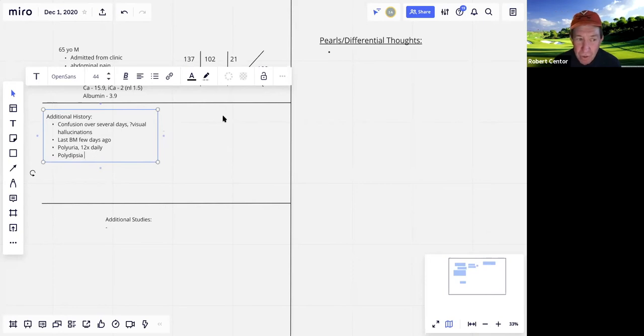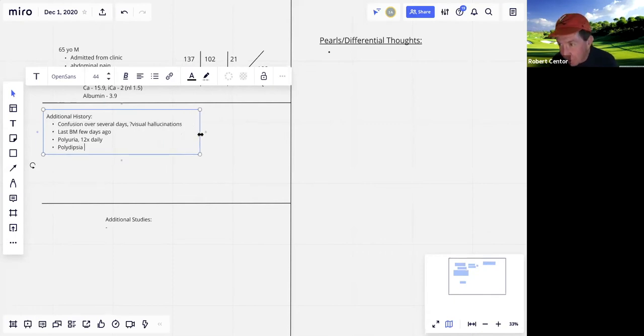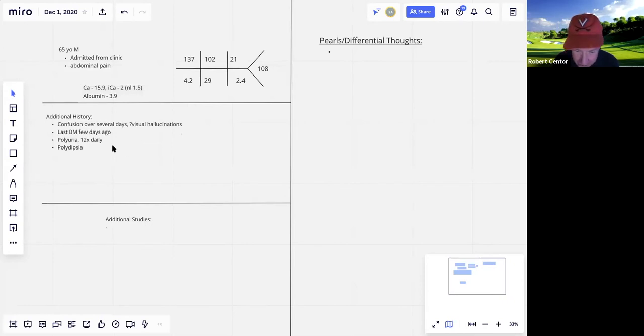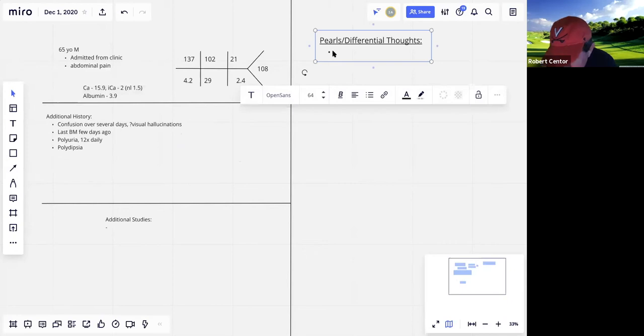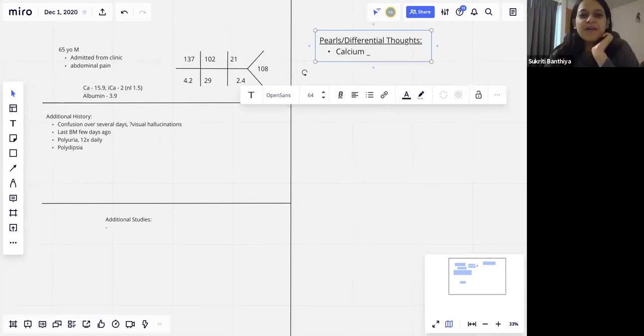So the question is why the polyuria? So the constipation is a direct effect of the calcium. The confusion, it has to do with the calcium. How does the calcium cause polyuria? Kushal knows the answer, but I'm not going to. But he's too smart. Do y'all have any idea? Okay, Kushal. Uncle Bob. Yeah.